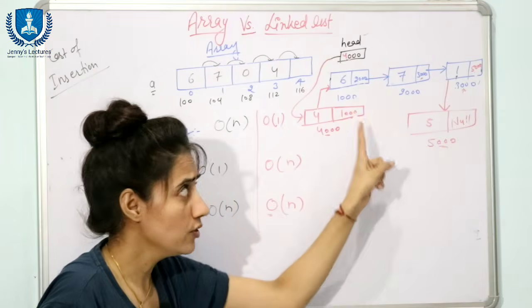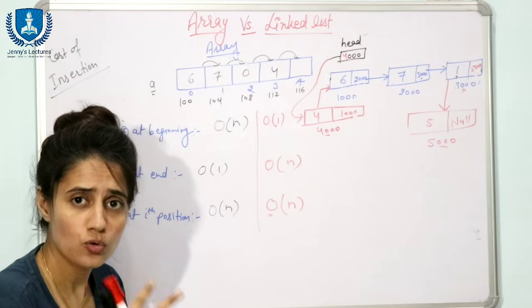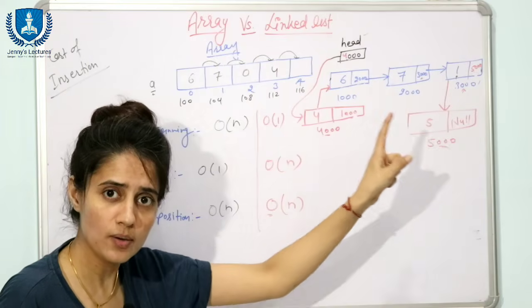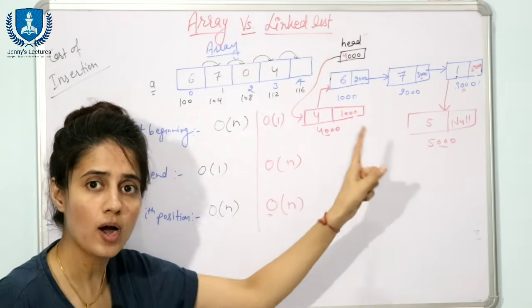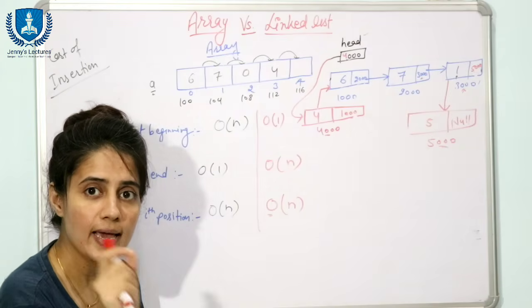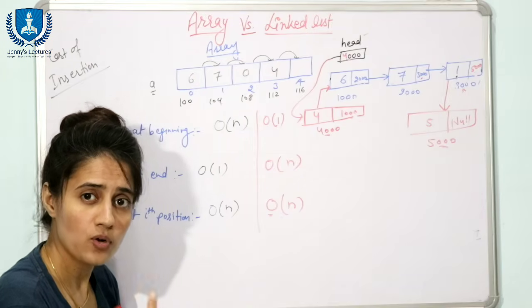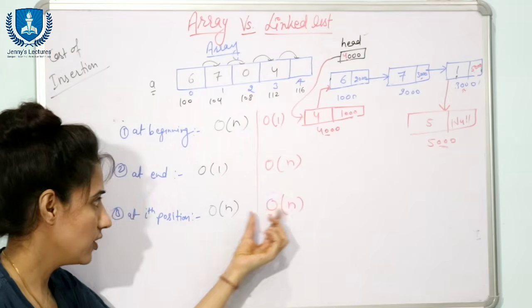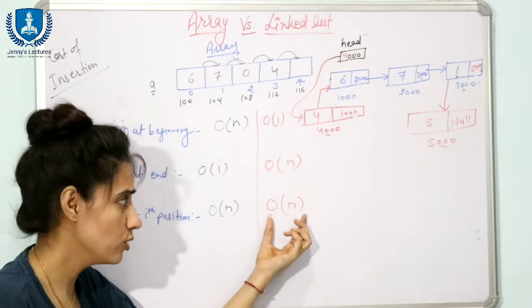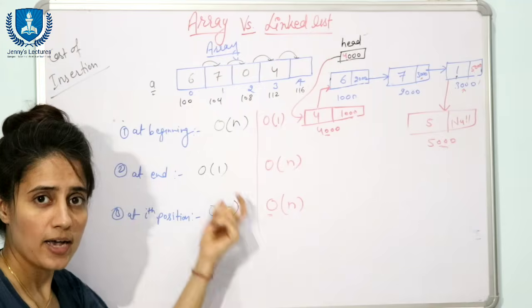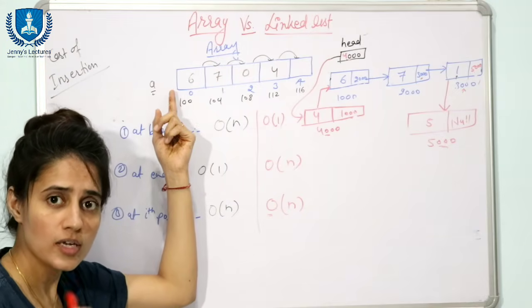From any position if you want to delete, suppose in the average case you want to delete from the middle of the linked list, then you have to reach the middle of the linked list, and you have to traverse how many nodes? N by 2 nodes, right? So that is also proportional to the number of elements in the list. So in the average case also, or from any position, it is going to take order of n. So this would be the same as in the case of insertion.